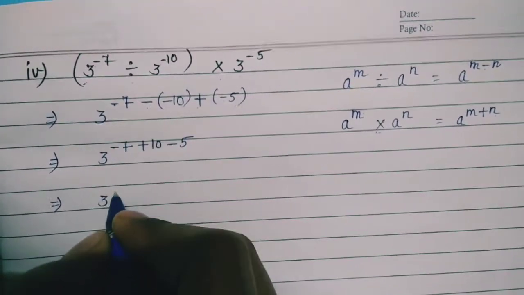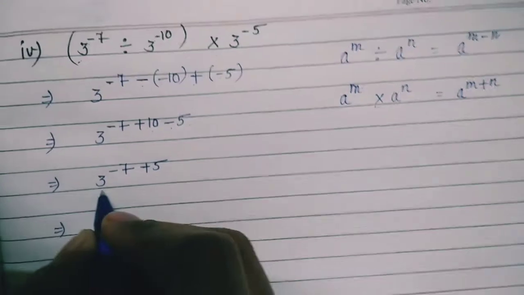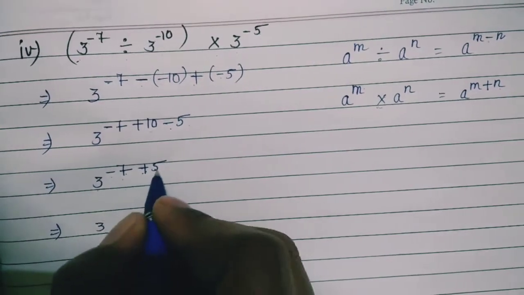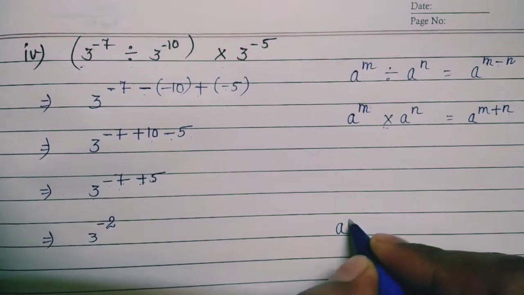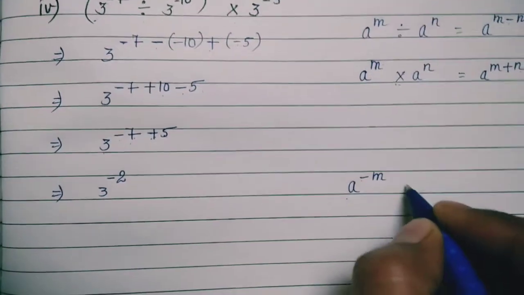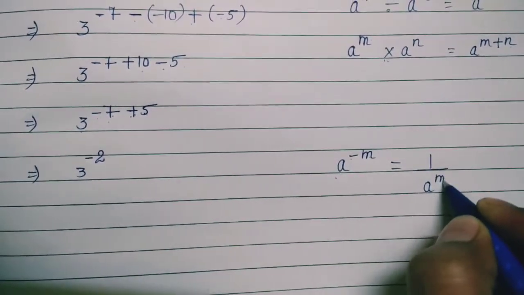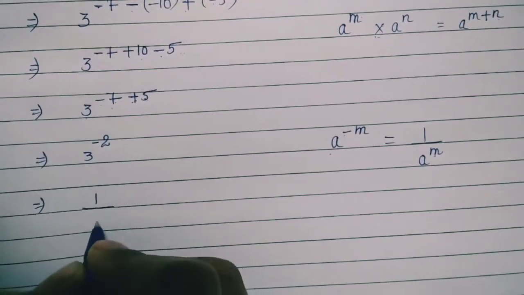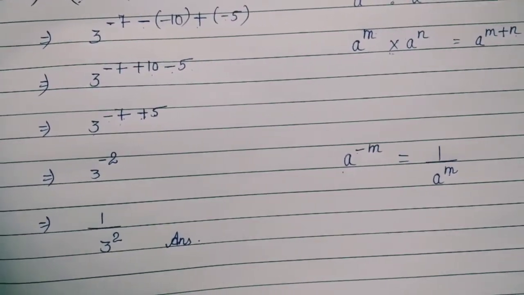Now 3 raised to the power minus 7 as it is. 10 minus 5 is 5. Now 3 raised to the power minus 7 plus 5, so minus plus is minus. 7 minus 5 is 2 with a negative symbol. So in this case we will apply the identity: when we have a raised to the power minus m, for removing this minus symbol, a will go in the division with positive exponent. So here we will get 1 by 3 raised to the power 2, which is the answer of the fourth one.